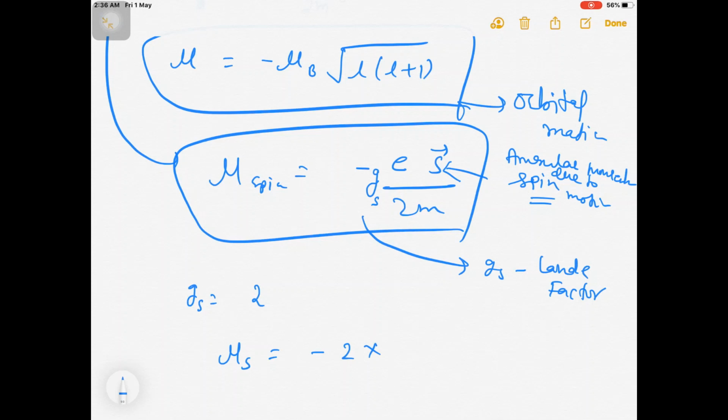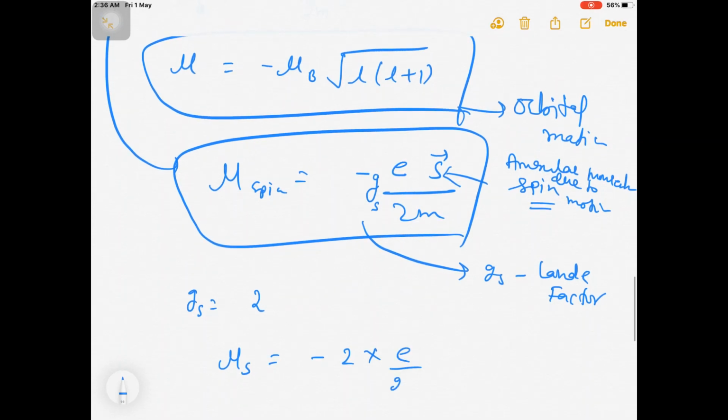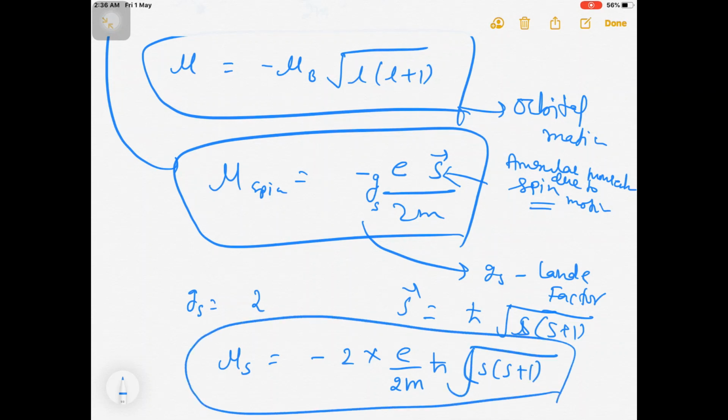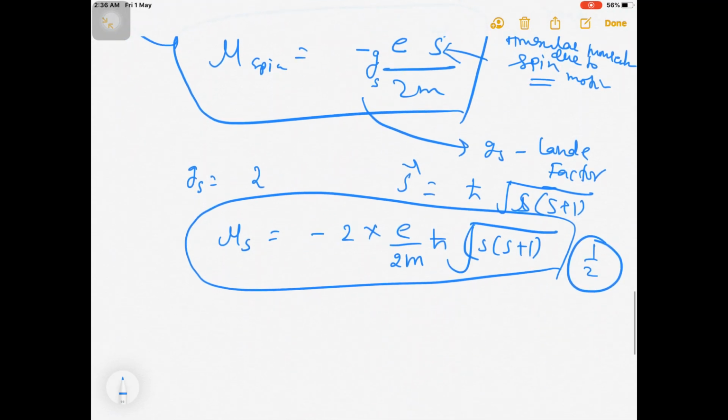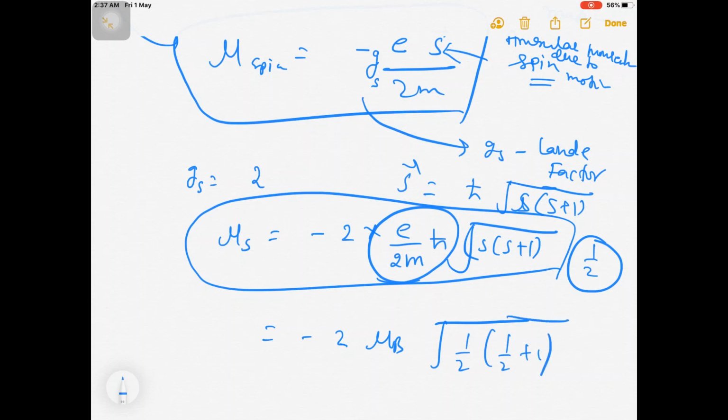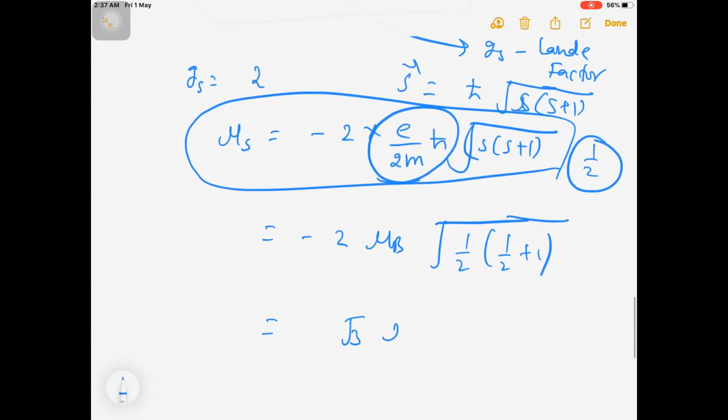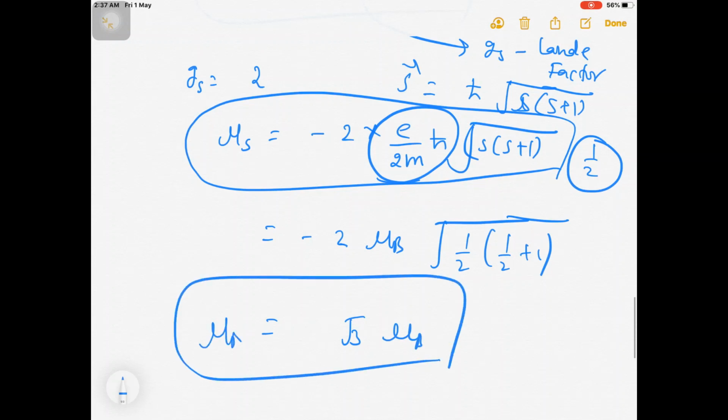So we can easily find out the magnetic moment due to the spin of the electron, because this will be minus 2 into, you can put the value of s vector. S vector is nothing but h cut into under root s into s plus 1, and s is nothing but the spin of the electron, and the spin of the electron is nothing but half. So you can easily find out the value. So minus 2, and I can write it in the form of Bohr magneton, and this will be half into half plus 1, and it will be under root 3 times the Bohr magneton, okay. So this is the value of the magnetic moment due to the spin of the electron, okay.